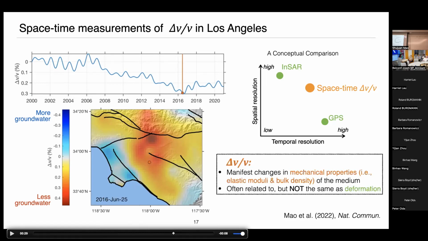I also want to emphasize that, very different from surface deformation or deformation measurements in general, delta V over V essentially reflects changes in mechanical properties of the rocks. To be more precise, it's determined by elastic moduli and bulk density. So our delta V over V is often related to deformation, but not the same as deformation.